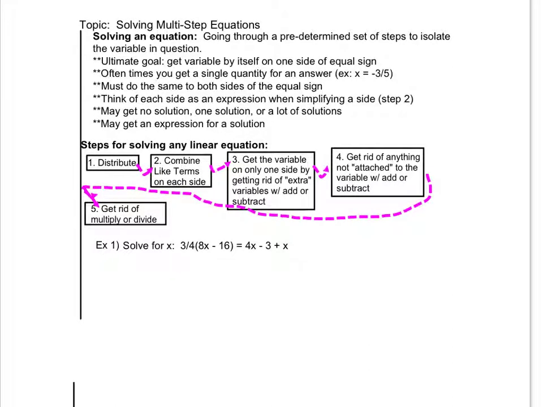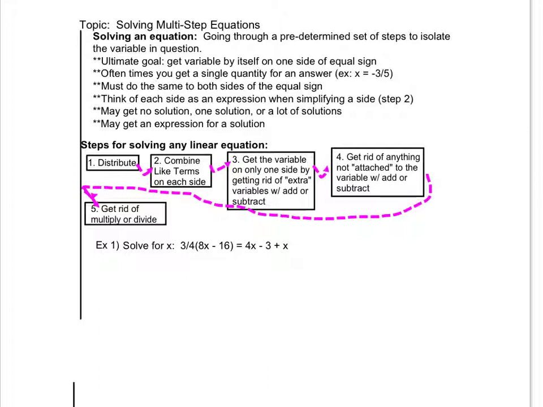So now we're ready to start looking at solving some equations. We're going to look at solving equations that have multiple steps. When we solve an equation, we're going to go through a predetermined set of steps with an ultimate goal of isolating our variable. Isolating our variable means, if you think of your equal sign being two sides to the equation, you want to get the variable all by itself on one of those two sides.